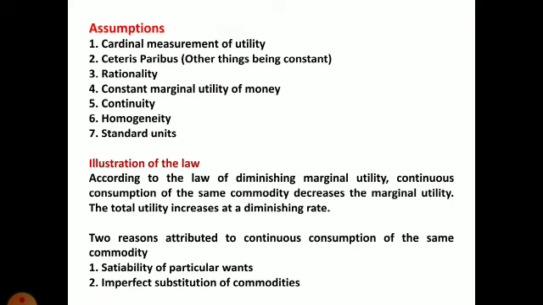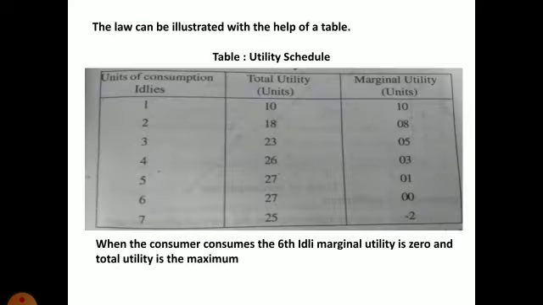Another reason is imperfect substitution of commodities. Since commodities are not perfect substitutes for each other, consumers have to consume the same commodity continuously. Only then is the marginal utility bound to decrease. Now, this law of diminishing marginal utility can be better explained with the help of a utility schedule. Now, just look into this table.